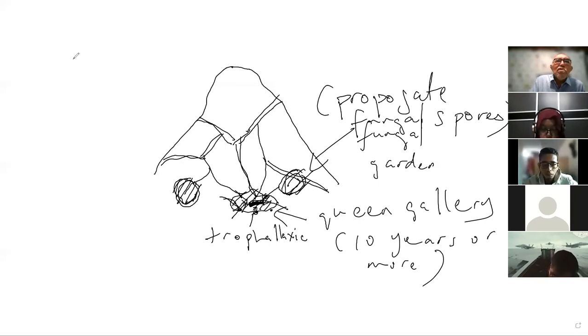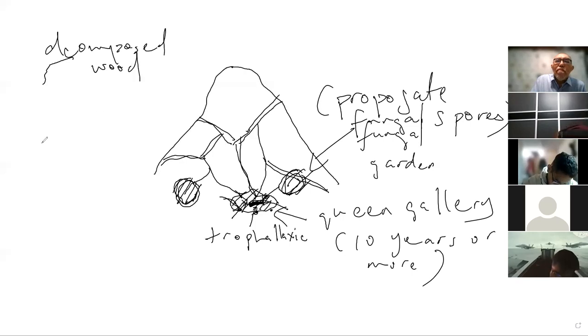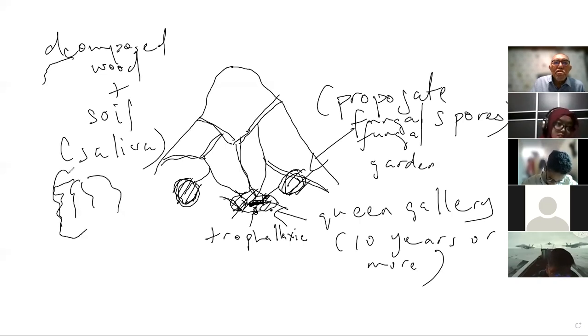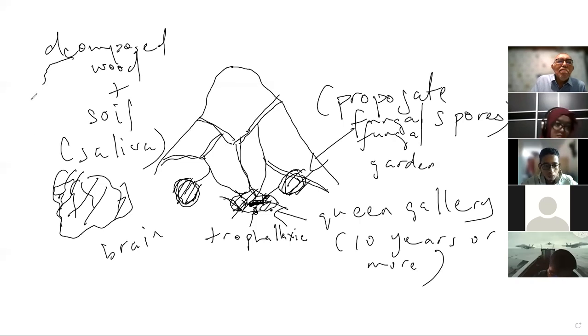It is made of decomposed wood and soil, clay, mixed with their saliva, okay, and it becomes a very beautiful structure, convoluted. It's like a brain. Looks like a brain. Okay, how does a brain look like? Yeah. Something like this.